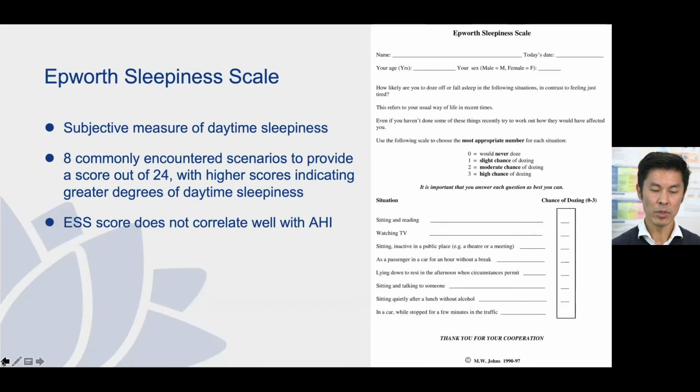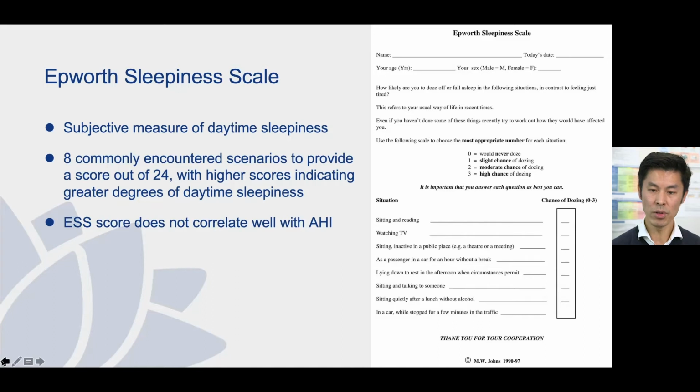There are otherwise subjective measures of daytime sleepiness. The Epworth Sleepiness Scale has been frequently used as a tool. It provides 8 commonly encountered scenarios to give you a score out of 24. And the higher the score, the greater the degree of daytime sleepiness.